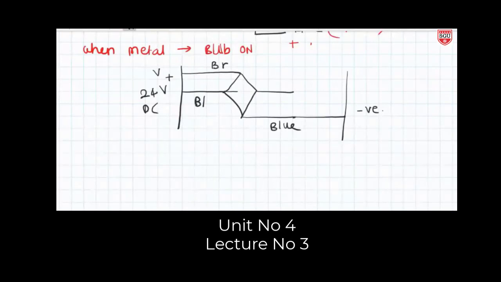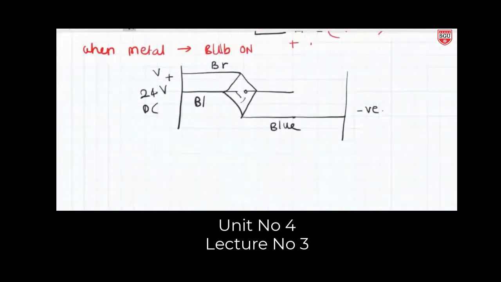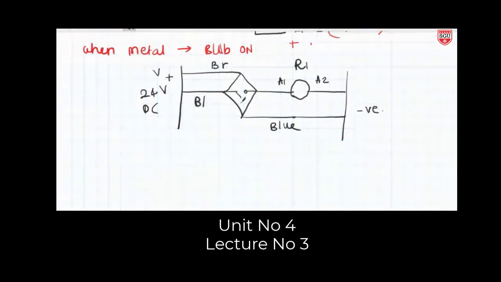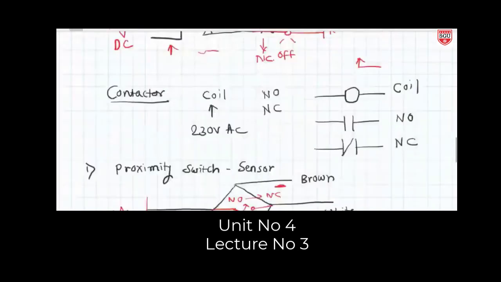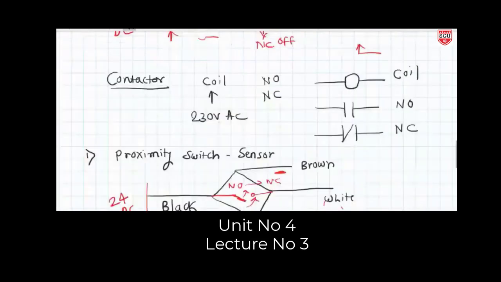Then here is the switch inside. Inside there is a switch. So when metal comes, this switch will get on. So what I am doing now, just see carefully. I am attaching here the coil of the relay. It is A1, A2 and it is relay 1. It is shown like this. So the relay which we have seen here, these two terminals I am attaching here.